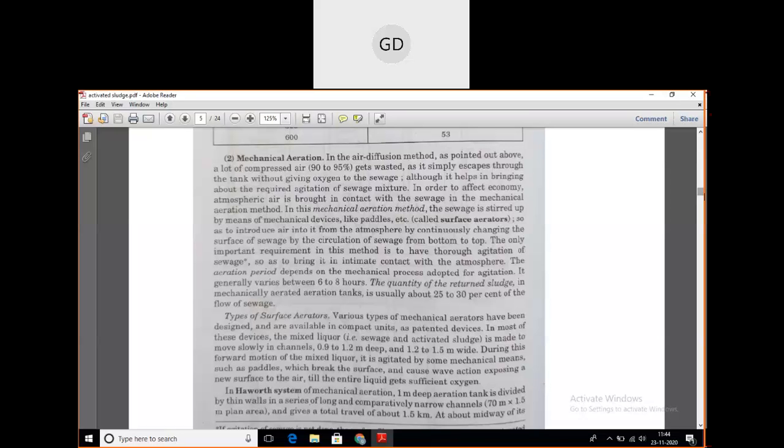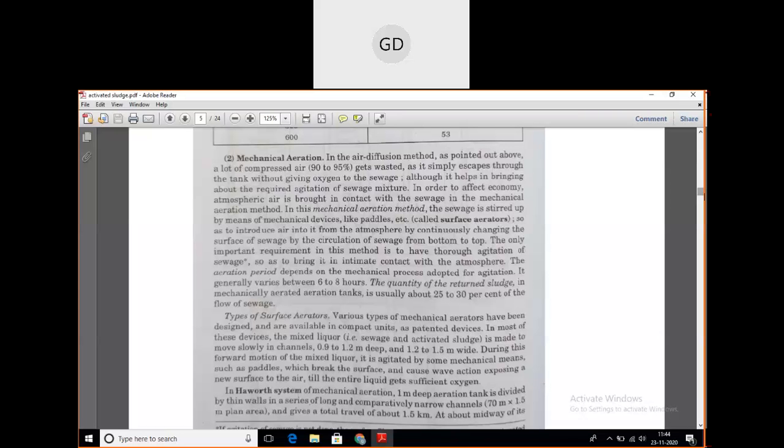So in order to improve the economy of the tank, the atmospheric air is brought in contact with the sewage in the mechanical aeration method. In this method, the sewage is stirred up by means of mechanical devices like paddles. So here paddles are used. It is also known as surface aerators.